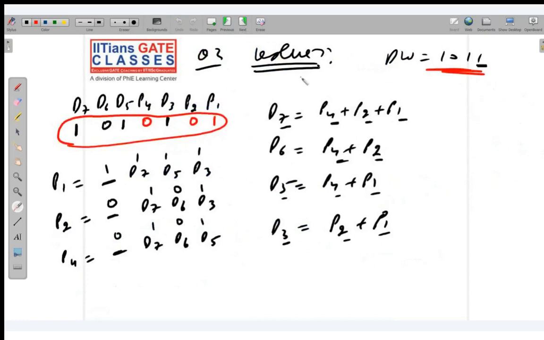So for value, we will say D7, D6, D5, D3. See this, 7 is 4 plus 2 plus 1. 6 is 4 plus 2, 5 is 4 plus 1, 3 is 2 plus 1. You simply add them, 2 plus 1 is 3, 4 plus 1 is 5, and so on. We are simply finding the binary. 7 in binary is what? Triple 1. So 4, 2, 1. 6 is 4, 2. 5 is 4, 1. 3 is 2, 1. Any doubt here? Please let me know.